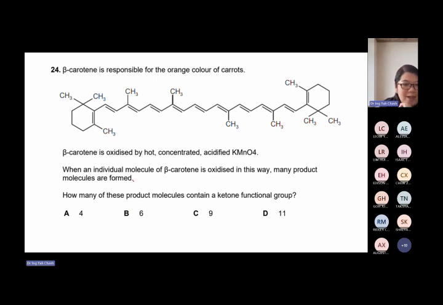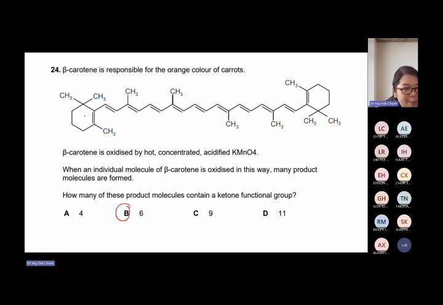The answer is B. I remember the answer is B. 6 products will actually have a ketone functional group. So if you can remember the answer, please remember this answer until the actual exam. I don't know whether this question will come out again or not because it is repeated, I think, at least twice already. So of course now we have to go through the question and explain to you why.